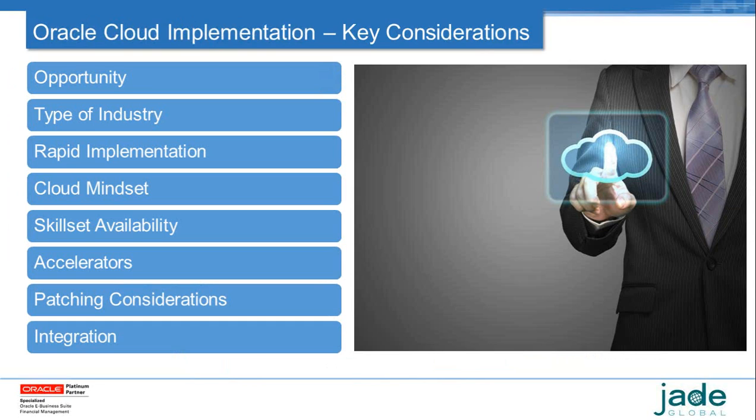As a cloud implementation, I would like to go through these key considerations, in terms of opportunities and type of industries, like rapid implementation. Rapid implementation is really quick and fast. You can implement your Fusion application using rapid implementation. Just put everything in your Excel file and upload it. All your chart of accounts, calendars, ledgers and legal entities will get created automatically. So it's a very fast process, I would say.